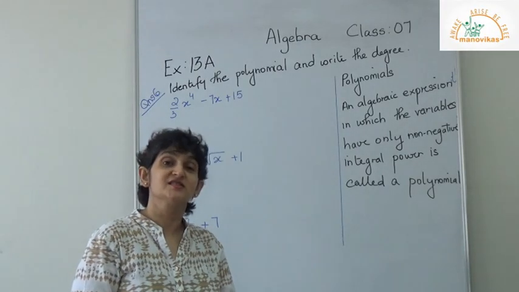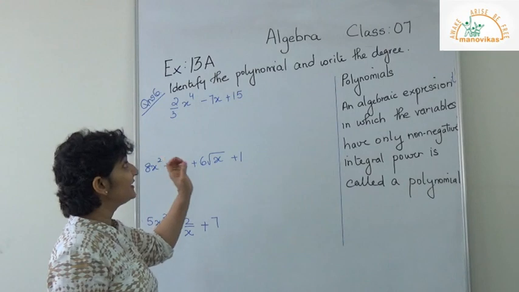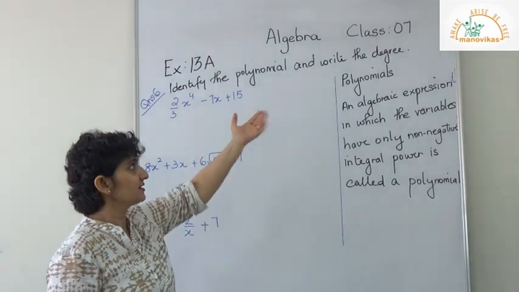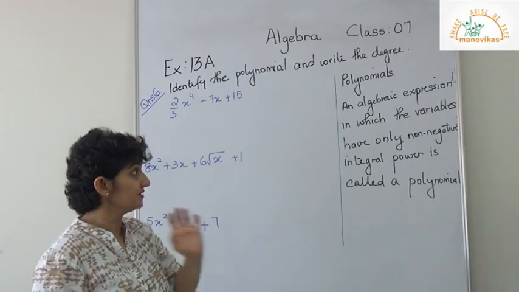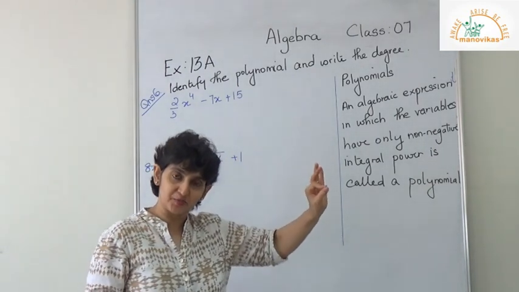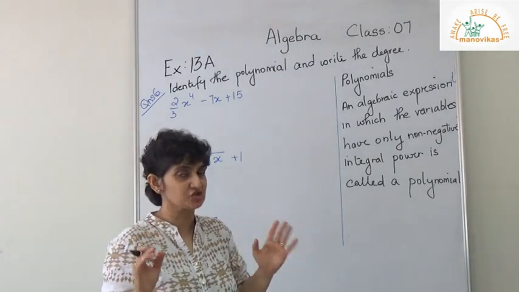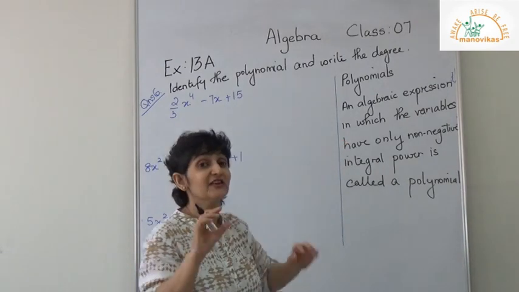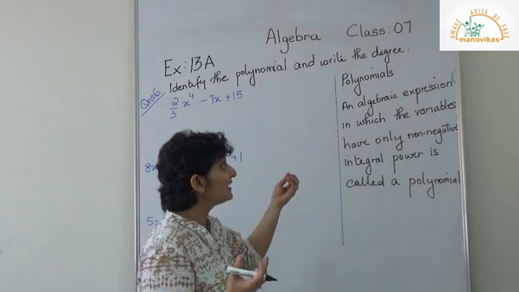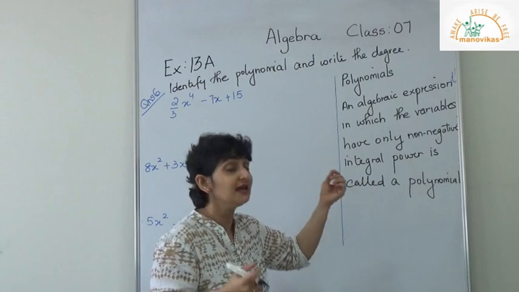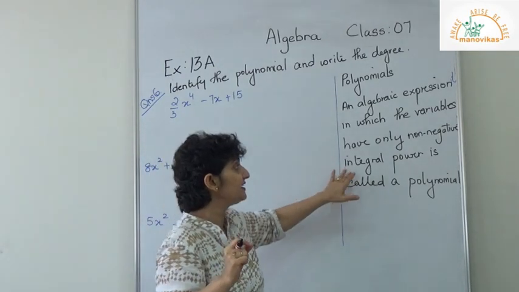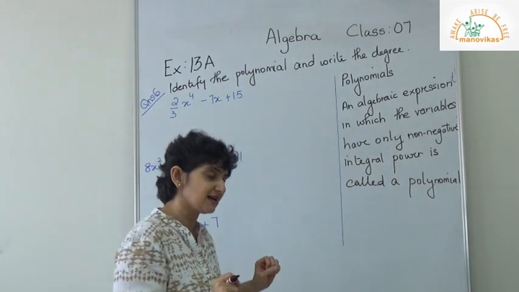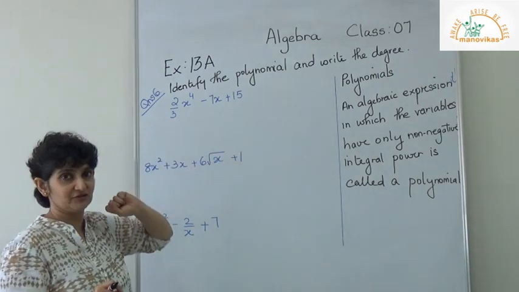Alright, your question 6 from your textbook. Identify the polynomial and write the degree. First, let's understand what are polynomials. An algebraic expression. You know what's an algebraic expression? You've learned monomials, binomials, trinomials. In which the variables, in which the letters have only non-negative integral power is called a polynomial. Let's understand what does this definition mean.